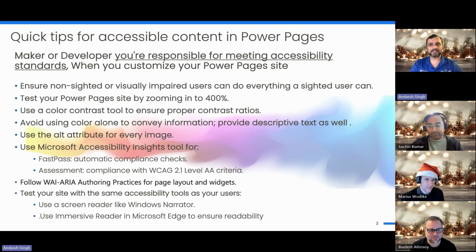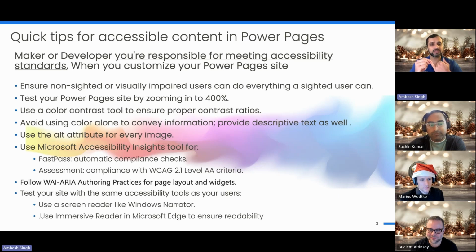Accessibility refers to the design and creation of environments, products, and services that can be used by all people, including those who have disabilities. This includes physical spaces, digital content, and various forms of communication. Please note that as a maker or developer, you are responsible for meeting these accessibility standards when you customize your Power Pages site. Here are some quick tips for accessible content in Power Pages.